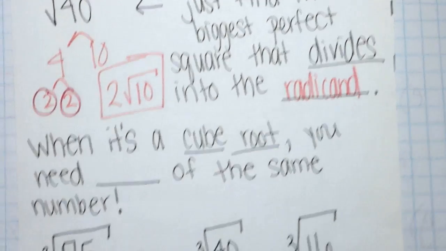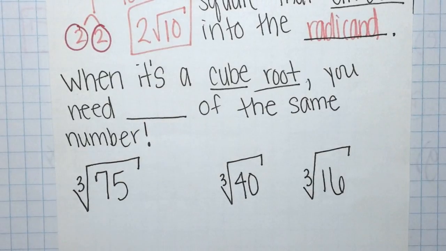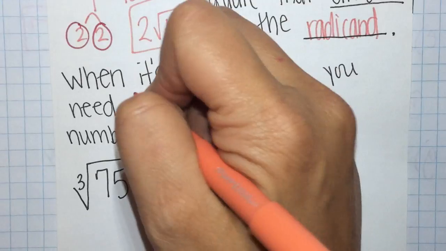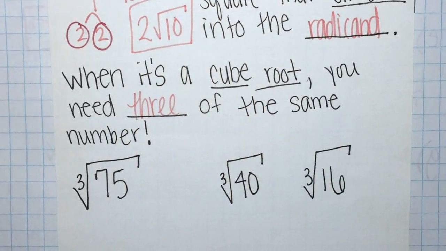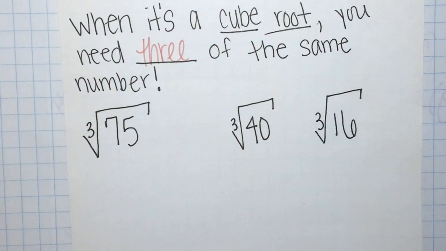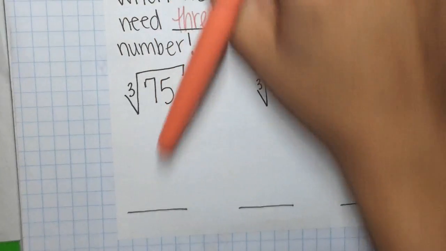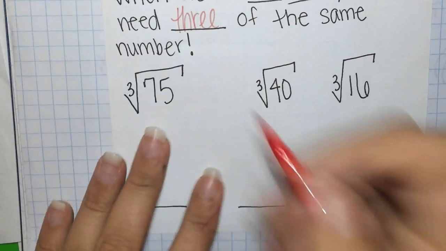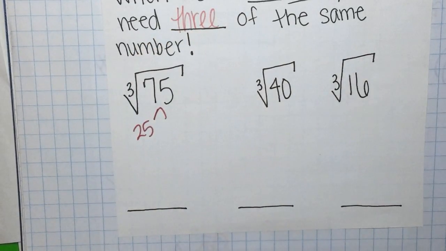Okay. Now, when it's a cube root, you need how many of the same number? 3. Good. Gryffindor and Slytherin, take a point. You need 3 of the same number. So, we won't use perfect squares this time, but let's look at 75. We read that as the cubed root of 75. Can anybody tell me any number they know that goes into 75? 25.